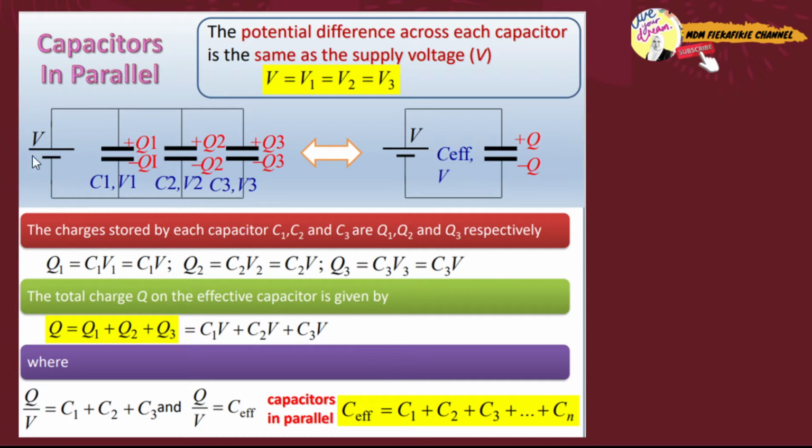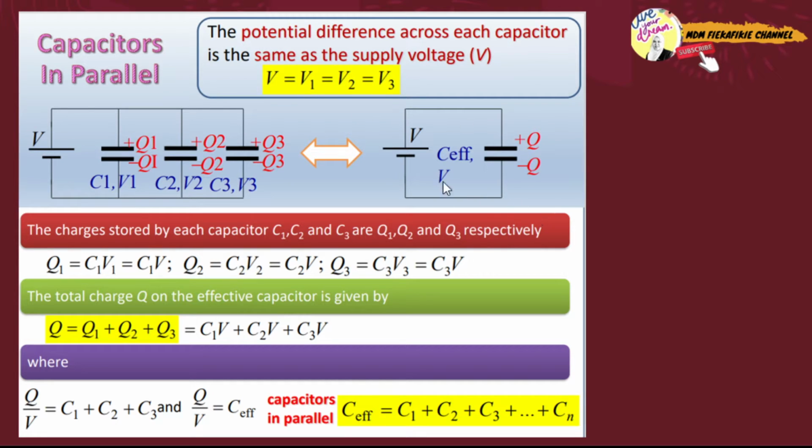If here we have 10 volts, automatically the voltage across C1 is equal to 10 volts, V2 is equal to 10 volts, and V3 is also equal to 10 volts. You must know that when capacitors are combined in parallel, the V supplied to the circuit is equal to V1, equal to V2, and equal to V3.